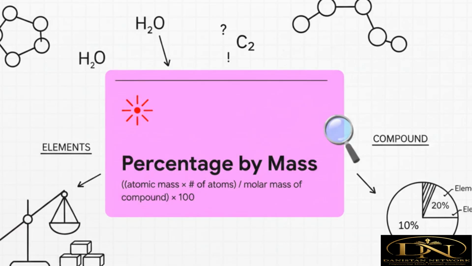Okay, now let's talk about what a compound is made of. The percentage composition by mass tells us exactly how much of a compound's total weight comes from each element inside it. The formula looks a little long, but it's actually pretty straightforward. You just take the total mass of the element you're interested in, divide it by the molar mass of the whole compound, and then multiply by 100 to turn it into a percentage.